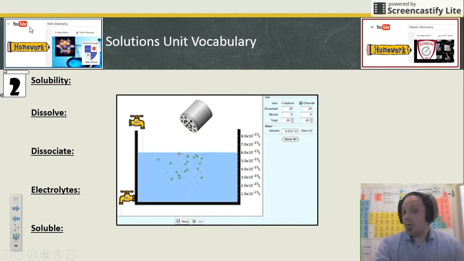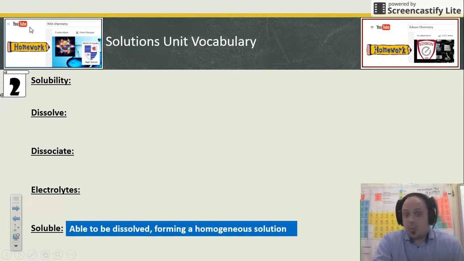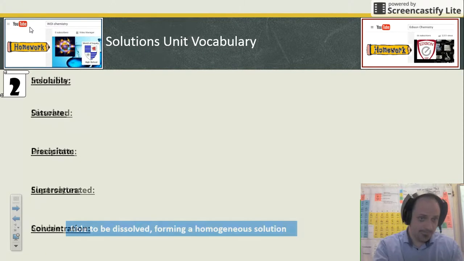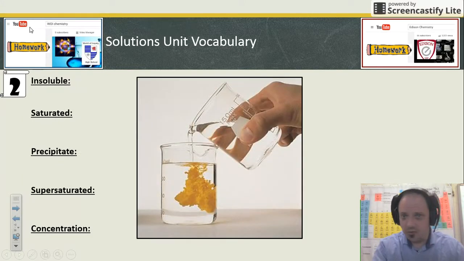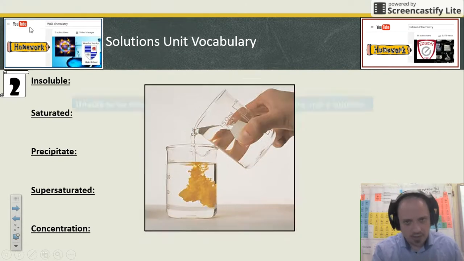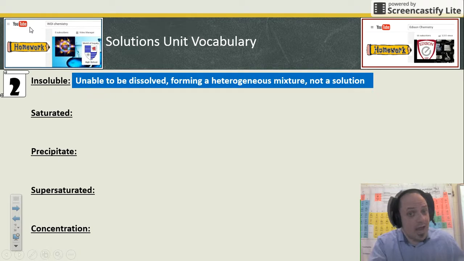Soluble, ability to dissolve, forming a solution. Anything that can dissolve and make a solution is soluble, some to greater extents than others. Insoluble, the opposite of soluble, not able to form a solution. So this would be a solid that falls to the bottom of a test tube or a beaker and doesn't dissolve at all. Forms a heterogeneous mixture, not a solution.